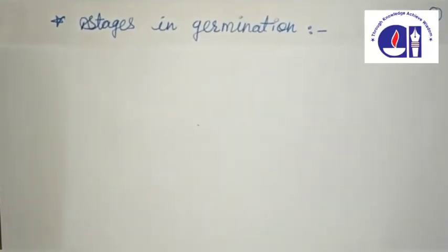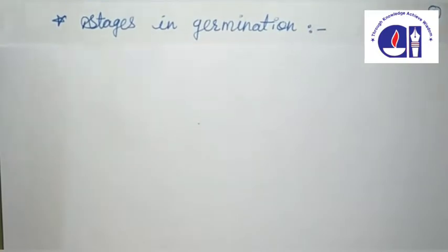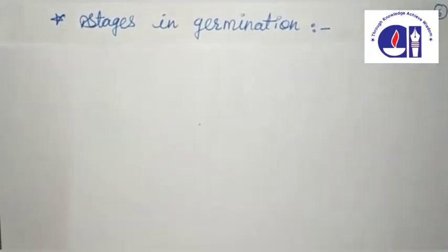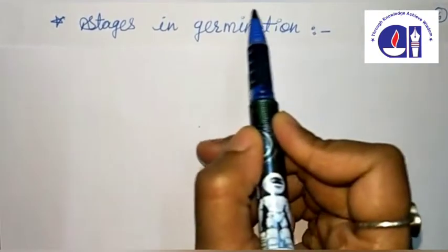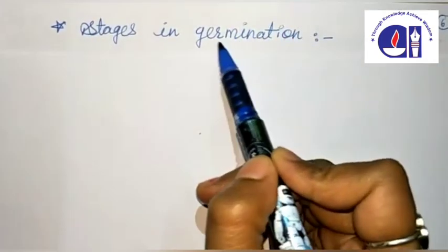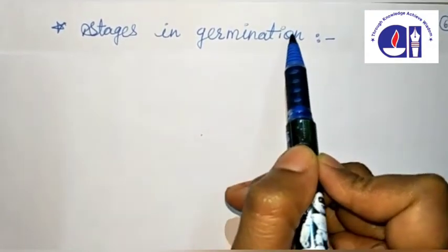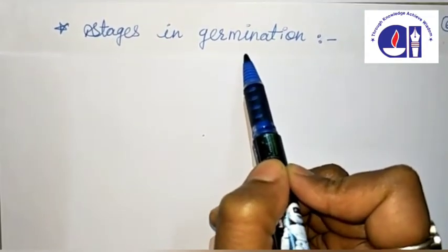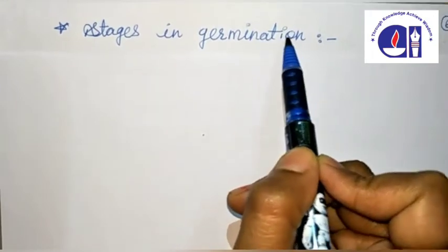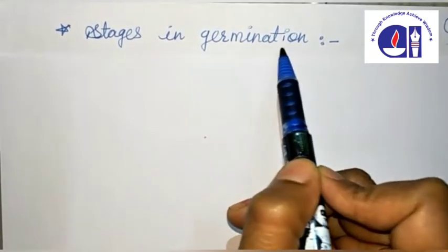Students, in the last period we learned about germination, as well as the parts of a seed and the types of seed. So you already know now: germination means the development of a seed into a new plant, or the growing of a new plant from a seed.